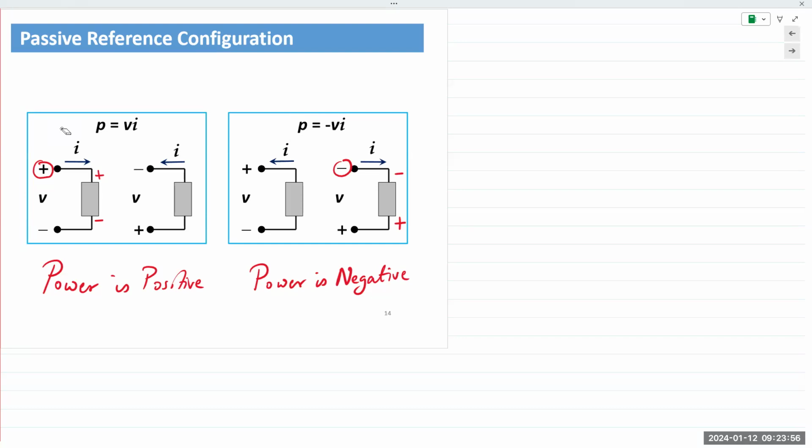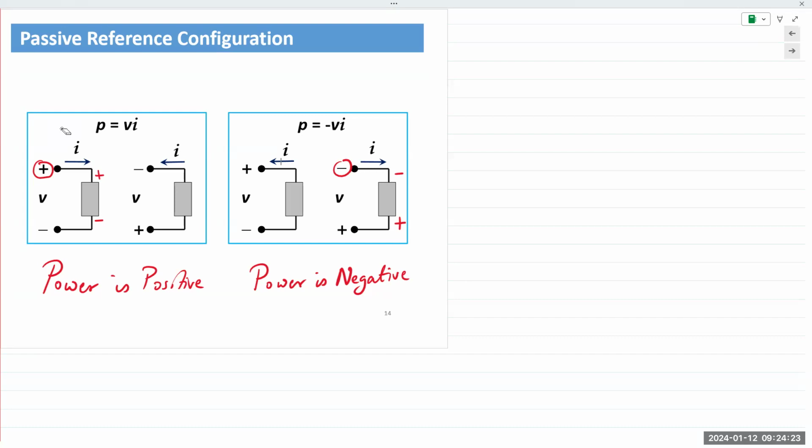Think of it as money. If you lend $100 to your friend, most likely you'll never see it again, and so you're now out of $100. So that's a net negative on your bank balance. If you receive 100, then it's a net positive. So again, if you're supplying energy, if you're supplying power, it's negative. If you're receiving energy, if you're receiving power, then it's positive.